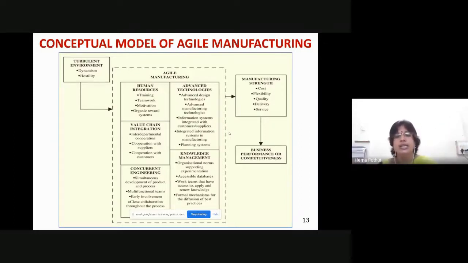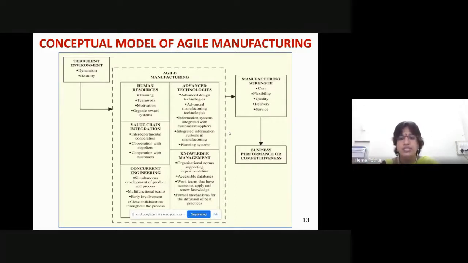Simultaneously, on the other hand, there is manufacturing strength. That is, what is the cost incurred by that particular industry, and the flexibility, quality, delivery, and service. How exactly are you doing? Simply, we launch the product, we have the flexibility and we maintain the quality. Still, post delivery, we need to keep a certain amount of service, where if there are any failures after all these checks, we need to attend to that. That is the manufacturing strength.